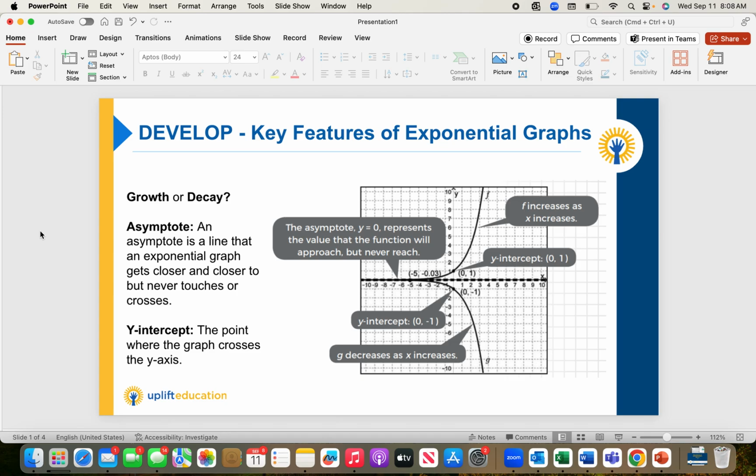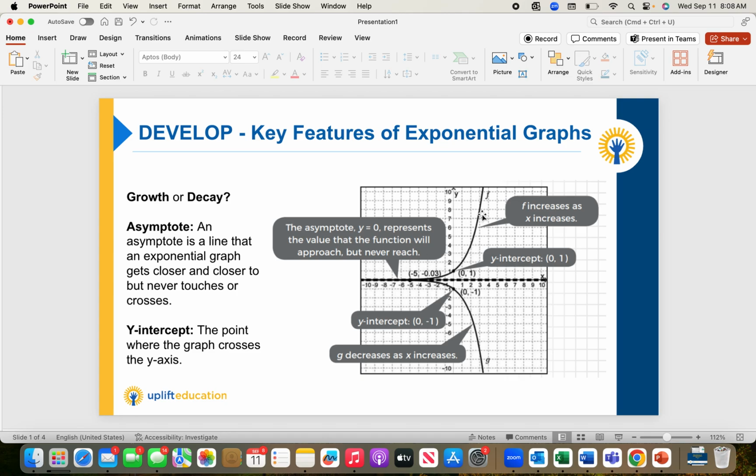And there's three main key features that we want to talk about. One of them is growth or decay, the horizontal asymptote specifically, and the y-intercept. And so let's start with if something is growing or decaying. We always read our graph from left to right, and so if something is growing, I should be increasing the same way I would in a linear, the same way I would in a quadratic. I should see some sort of increasing.